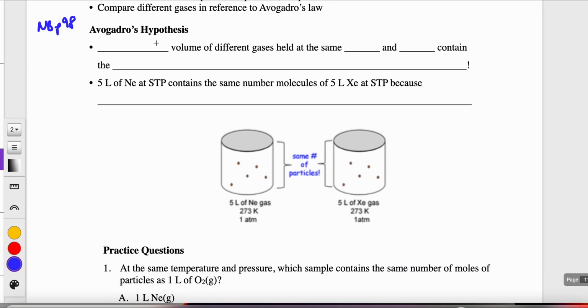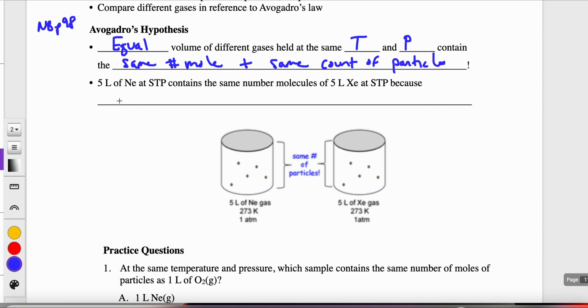So Avogadro simply stated that when you have equal volumes of different gases, so gas A, gas B, and they are being held at the exact same temperature and pressure conditions, he states that they will contain the same number of moles and they will also have the same count of molecules. So you can write molecules or particles.